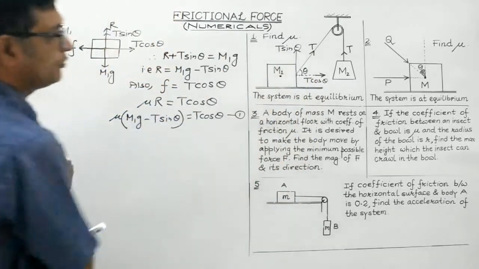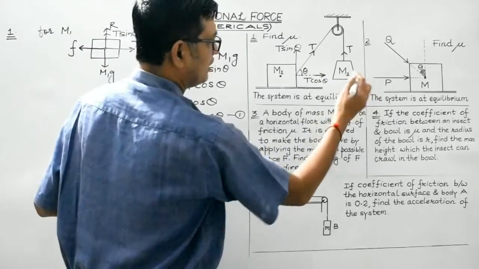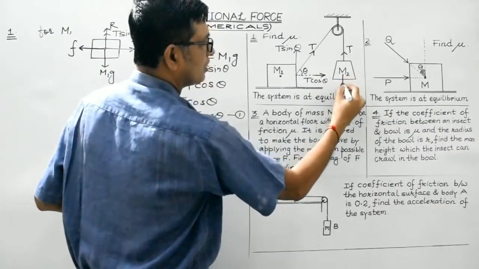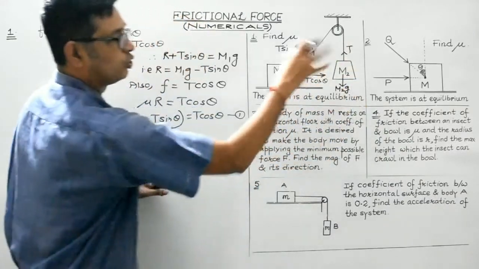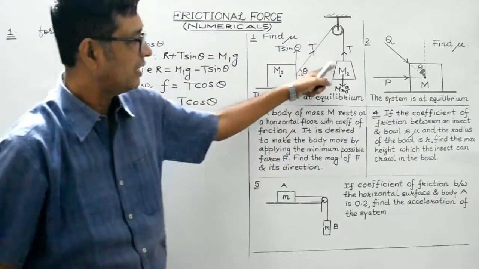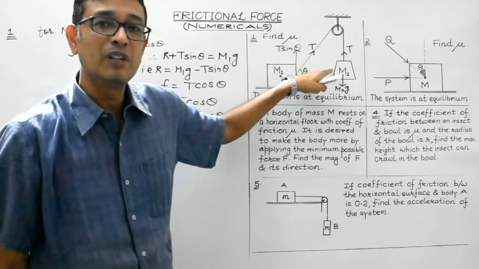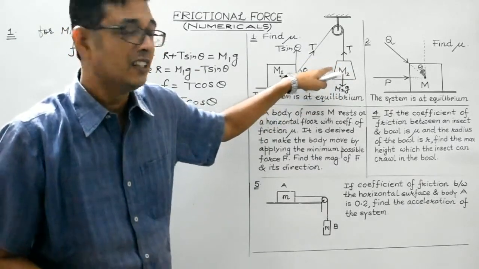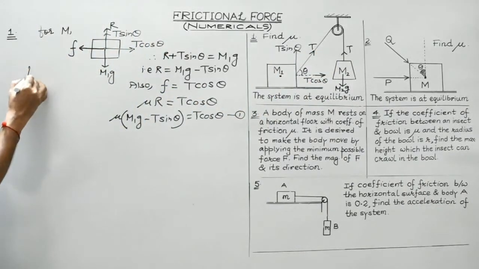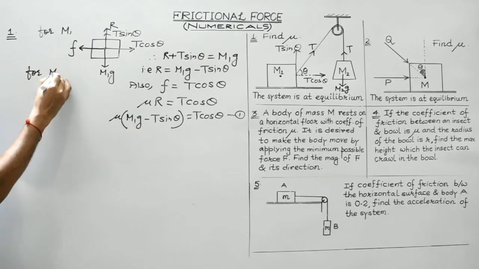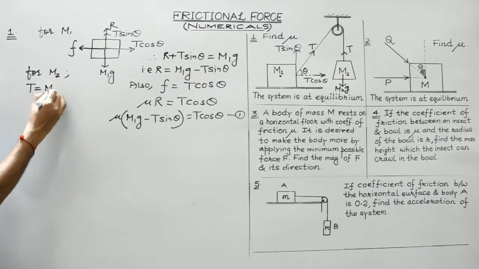Now let's draw the free body diagram for the body of mass M2. We can draw the diagram over here only. So this is the weight of the body, M2g, and this is the tension T. These are the only 2 forces acting on the body of mass M2. Now since this body is at equilibrium, it must be under the influence of balanced forces. Therefore, T must be equal to M2g. So, for M2, the equation will be T is equal to M2g.